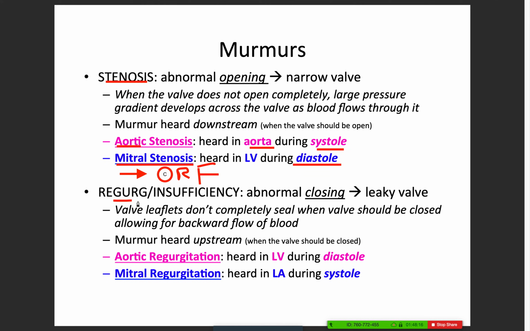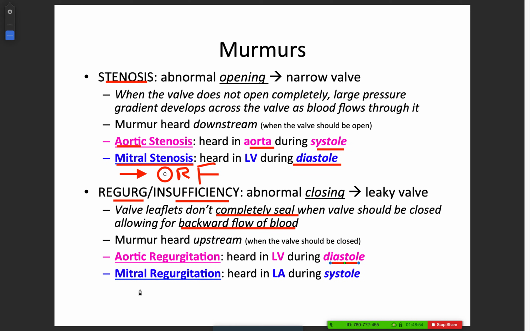All right, so great. Regurgitation, insufficiency. This is when we have a valve that's supposed to stay shut and it's not staying shut. So a leaky valve here. The valves do not completely seal when the valve should be closed, allowing for backward flow of blood. Aortic regurgitation should be heard during diastole, right? The aortic valve should be closed. It's not. Now we have blood coming from the aorta into the left ventricle, as well as from the left atrium through the mitral valve into the left ventricle. All of that is happening at once during diastole, okay? And so we're creating a situation where the left ventricle is going to have to pump a lot more blood.